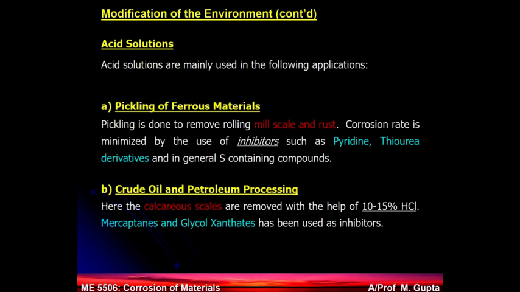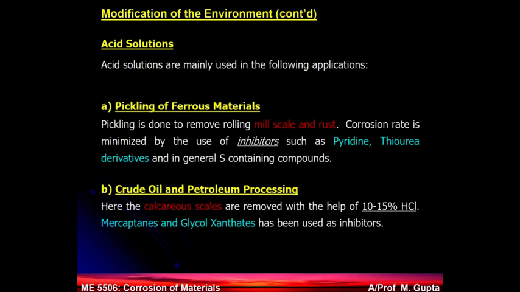Acid solution. You use acid solution in many engineering applications, and the common solution is the use of inhibitors. So what happens? Iron-based materials, when you process them at 800 degrees centigrade, come out rusted, with brown color rust. So you cannot use them in engineering applications with that brown look. So they are passed through an acidic solution, which dissolves the rust away and restores the shiny surface.